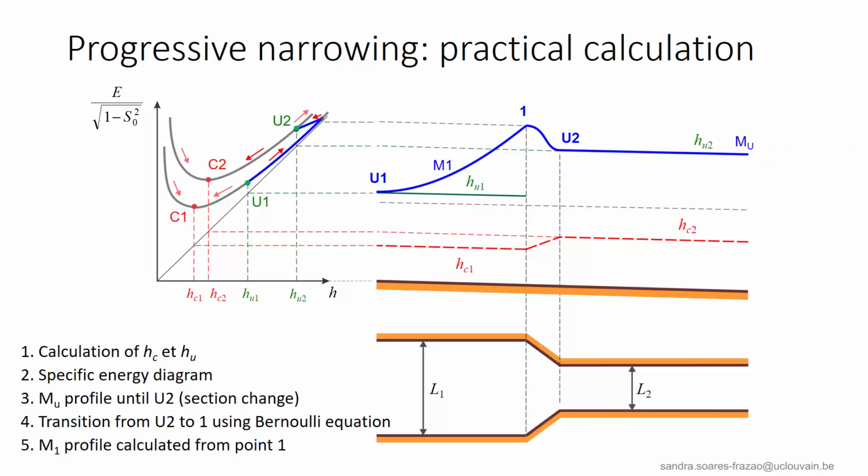Indeed, as HU is above HC, we have a subcritical flow controlled from downstream. So we calculate and represent the MU profile until point U2. Then, using the Bernoulli equation, we can calculate the flow in the transition.